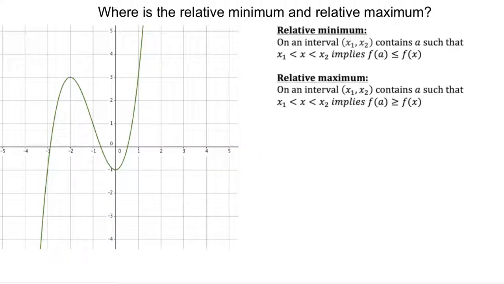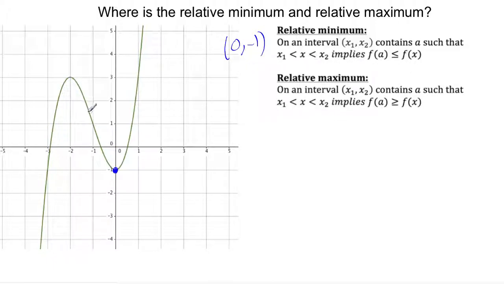So here, where does it look like is the smallest point? It's actually right here. And this is a point. Now note, this is not interval notation. These are coordinates. So the relative minimum here is 0, negative 1.